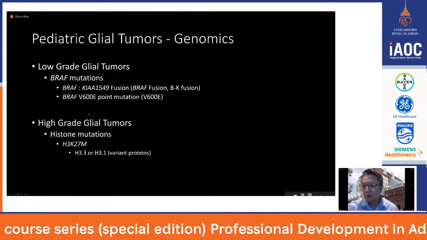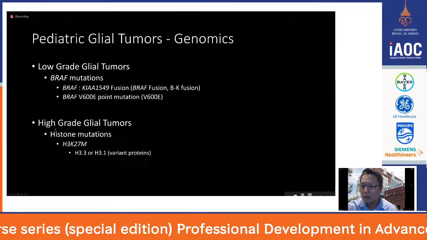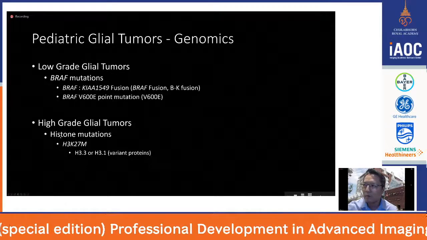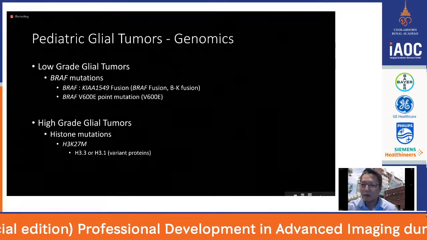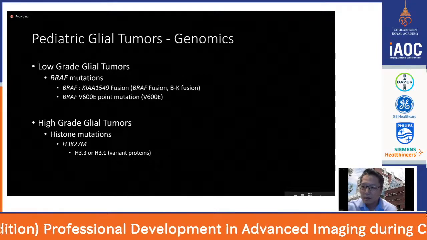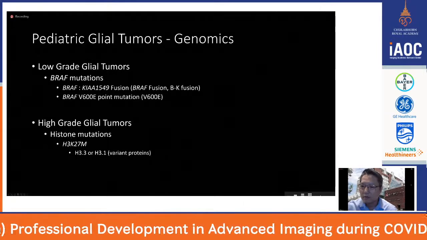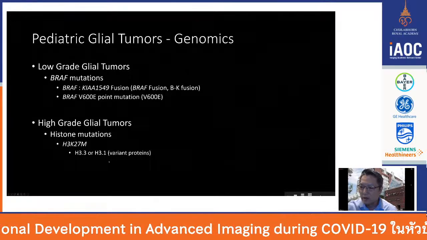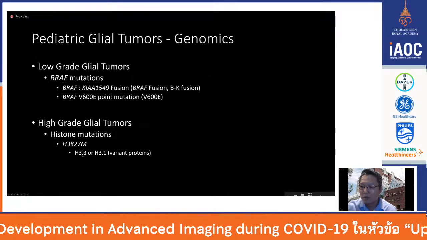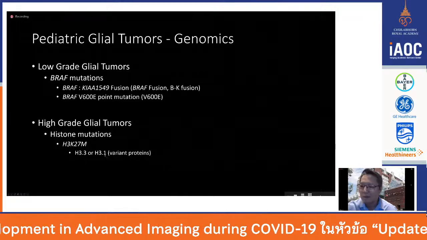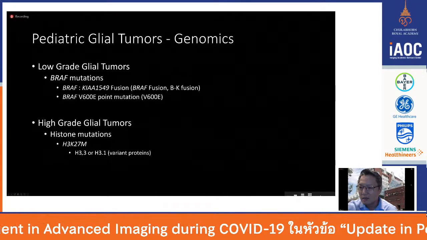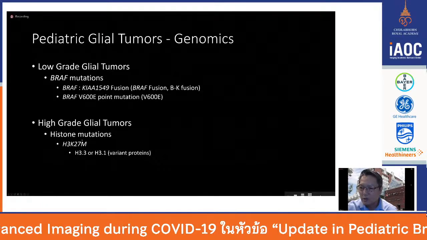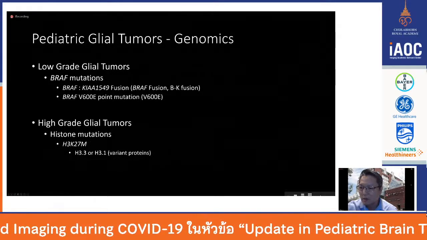For high-grade tumors, we get into the histone mutations. So remember, histones are those protein molecules that the DNA wraps themselves around. So this is an epigenetic phenomenon. The histone gene itself, H3K27M, can be mutated, but these can have variant proteins. So it's like H3.3 or H3.1. We don't need to necessarily get into these, although I'll show a slide later, the differences between the two. But H3K27M mutations encompass both of these.